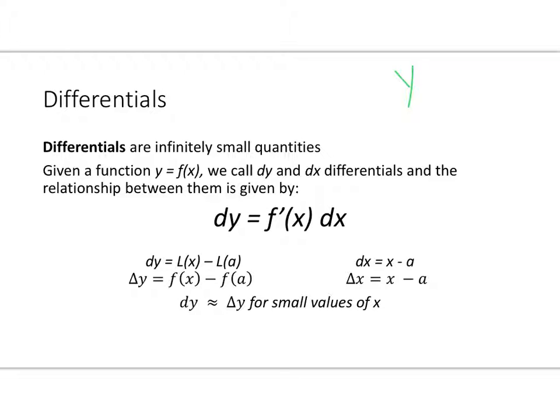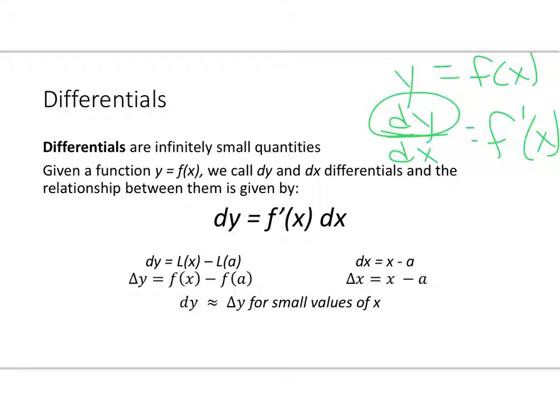So I know if I have y equals f of x, and I take the derivative, dy dx would be f prime of x. Well, all I'm basically doing is solving for dy, because I multiplied both sides by dx. So I get dy equals f prime of x times dx, the change in x.